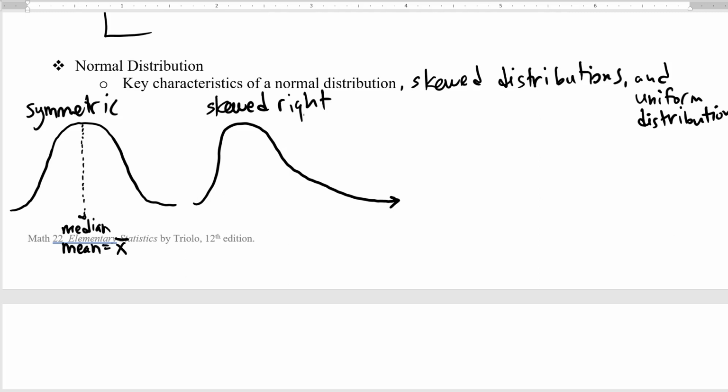What that does is it has an impact on the median. The median does move a little bit, but it has a larger impact on the mean. So the mean actually gets pulled towards the tail, towards what we would call our outliers.